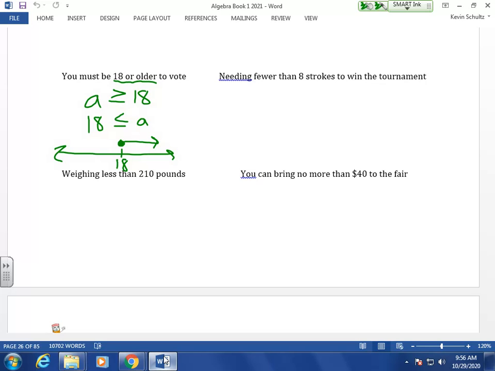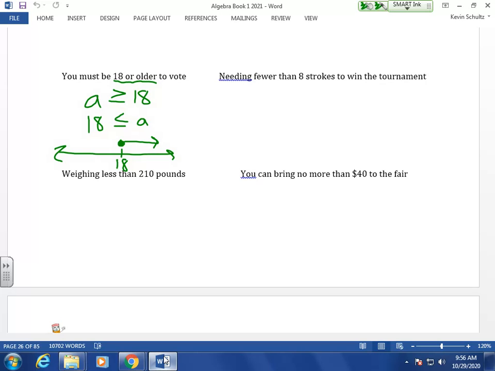On your test for this objective, you're going to get 4 things just like this, to where you will need to write 2 inequalities and then graph it. So what you did for homework today is what you need to do on your test.